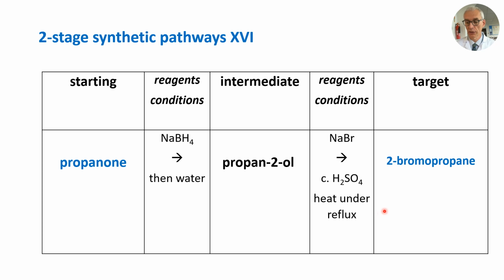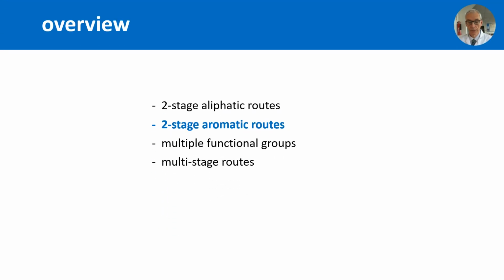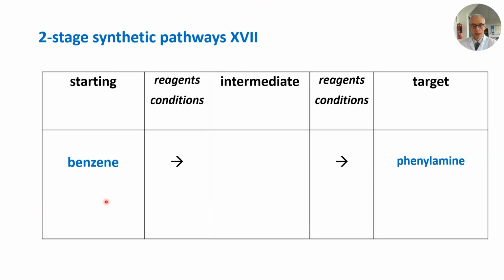We're going to move on now to the next area to look at, which is, of course, 2-stage aromatic routes. So let's start with some pathways derived from benzene. So benzene in 2 stages to phenylamine. Okay, have a go, come back when you are ready.